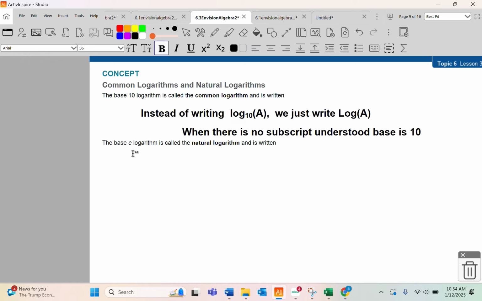Now we have a base e logarithm, which is called a natural logarithm. e is for Euler, the guy who created this number. We would not write log base e. It's written as ln, which you'll find on your TI-84. These buttons exist on the TI-84.